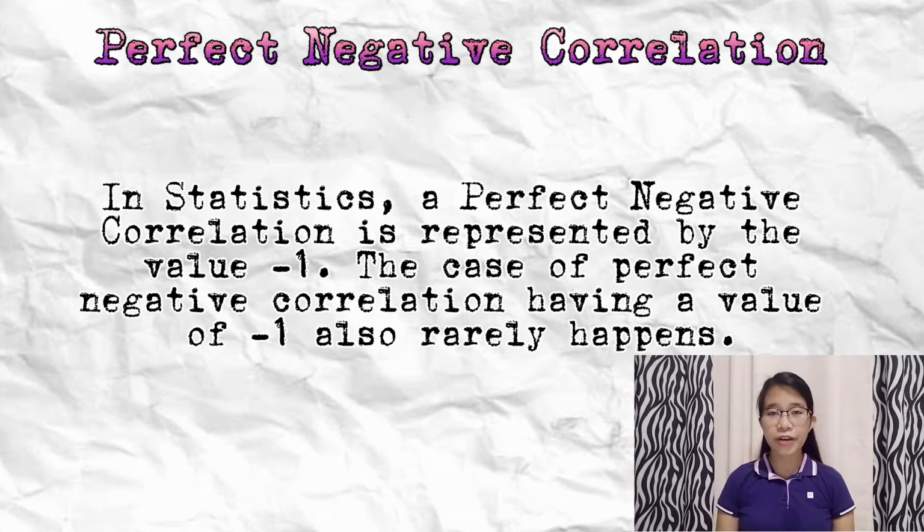The case of a perfect negative correlation having a value of -1 also rarely happens. In other words, perfect negative correlation means the relationship that exists between two variables is exactly opposite all the time. While variable x gains value, variable y decreases in value.